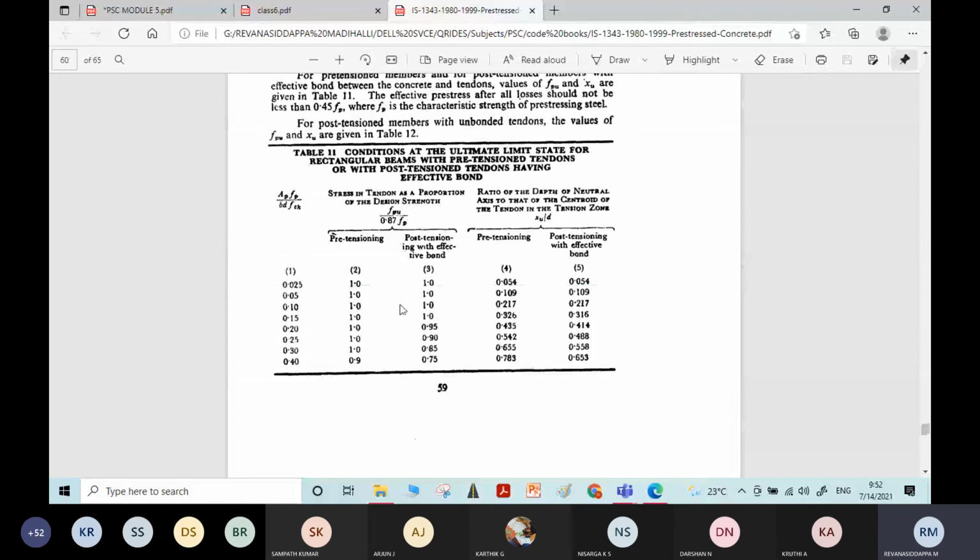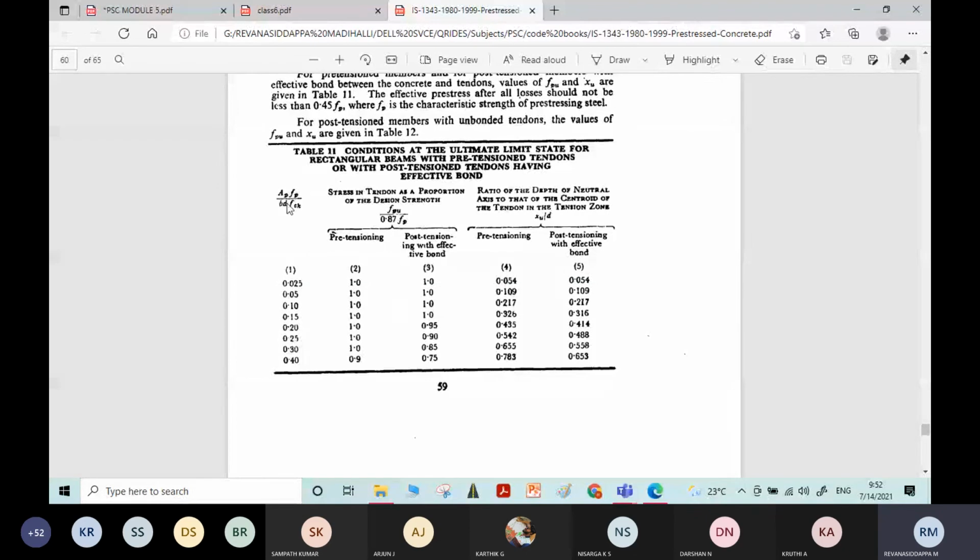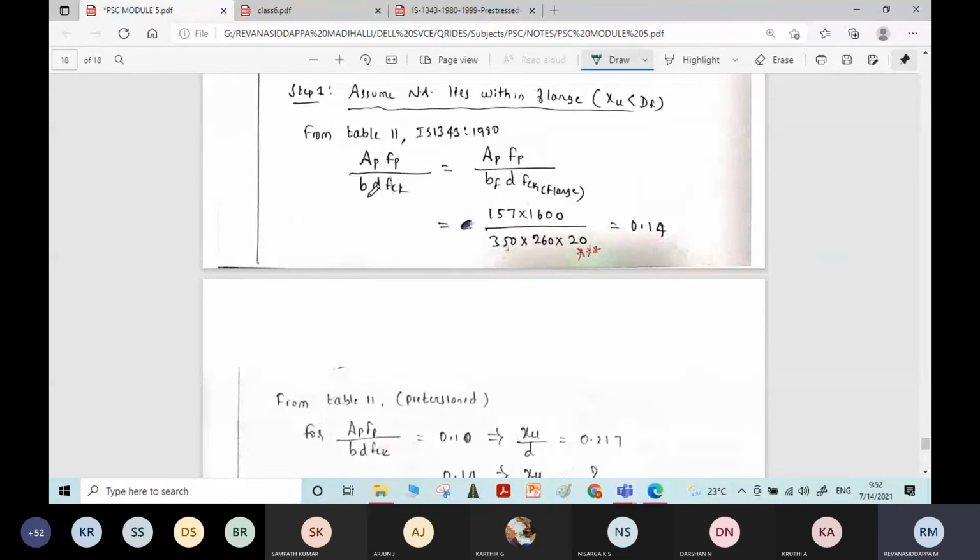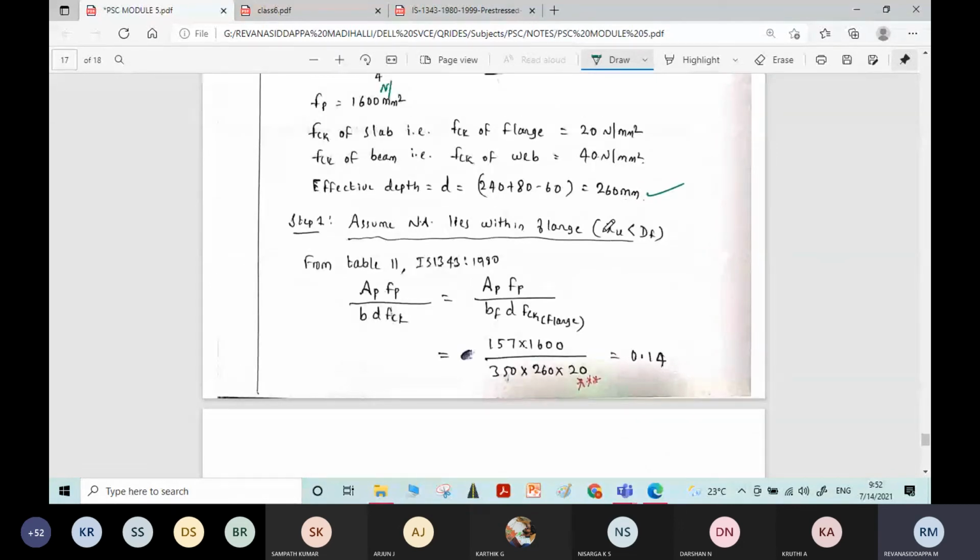Okay, from Table 11, the P-tension wave for Ap fp divided by b d fck, I have calculated that ratio. Here b is the width of the flange. See here, I assume the neutral axis is within the flange, no? That is why b should be substituted with respect to the width of the flange only.